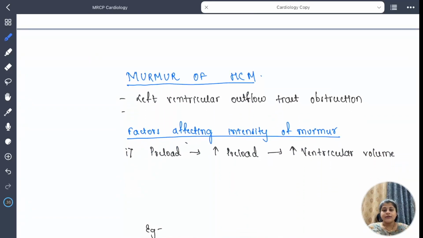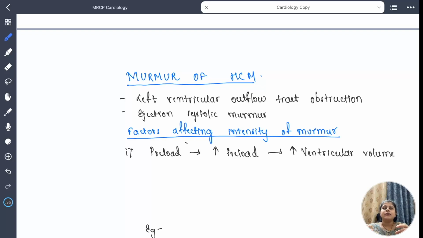One of the important things that you should remember in HCM is the murmur. So whenever there is obstruction of the left ventricular outflow tract, you can listen to a murmur. And what is that murmur? That is ejection systolic murmur. Let's understand more about this ejection systolic murmur.